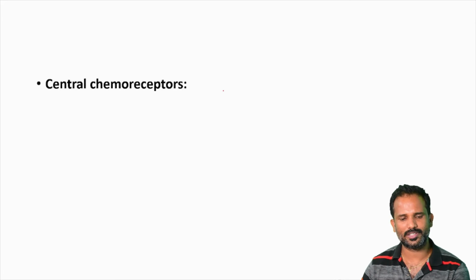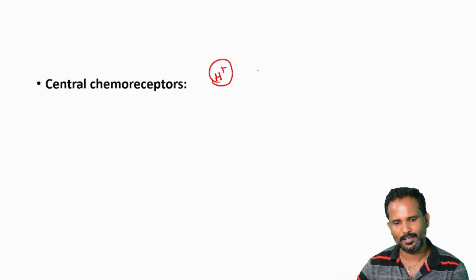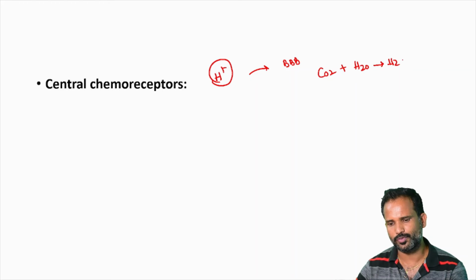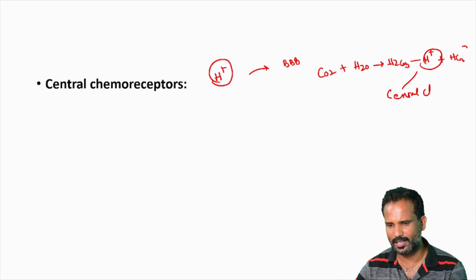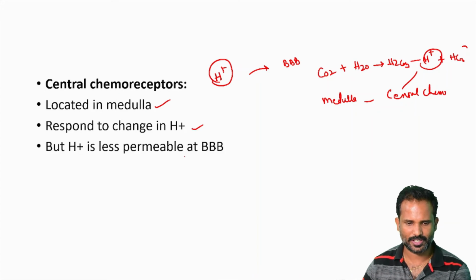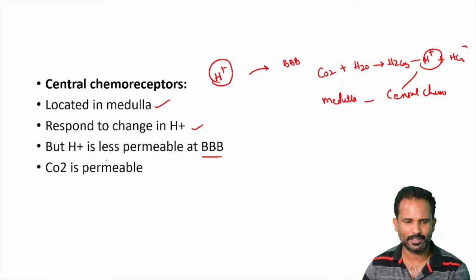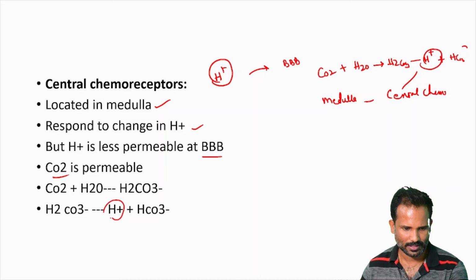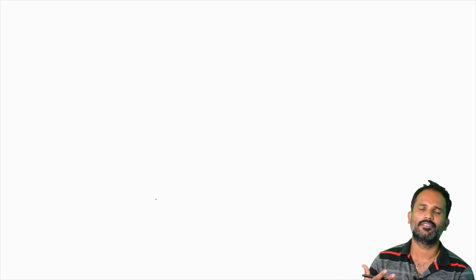Coming to the central chemoreceptors, they are more sensitive to H plus, but this H plus won't cross the blood-brain barrier. So CO2 plays a role here. CO2 binds with water to form carbonic acid, which dissociates into H plus and bicarbonate. This H plus acts over the central chemoreceptors, which are present in the medulla, and that increases ventilation. H plus is less permeable at the blood-brain barrier, but CO2 is permeable, so this H plus increases ventilation by stimulating the chemoreceptors directly.